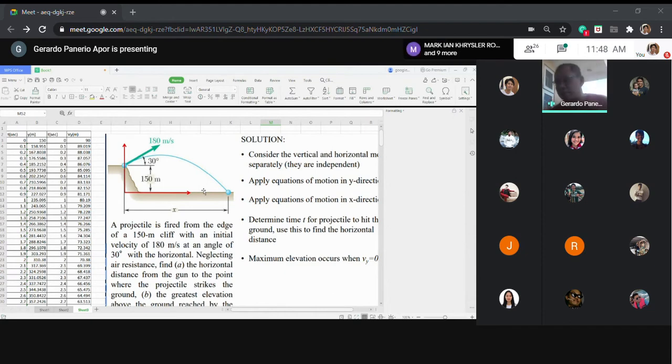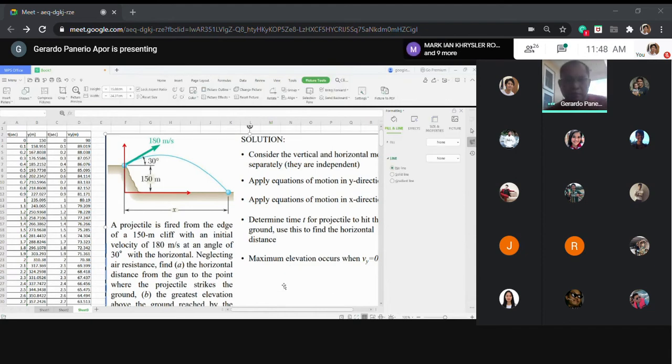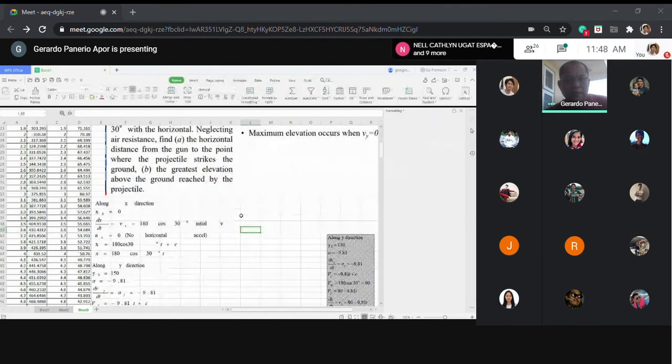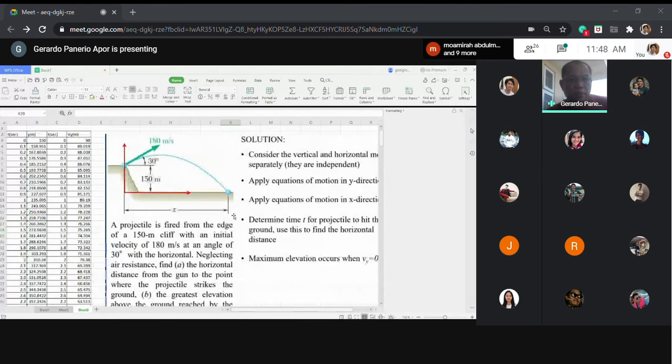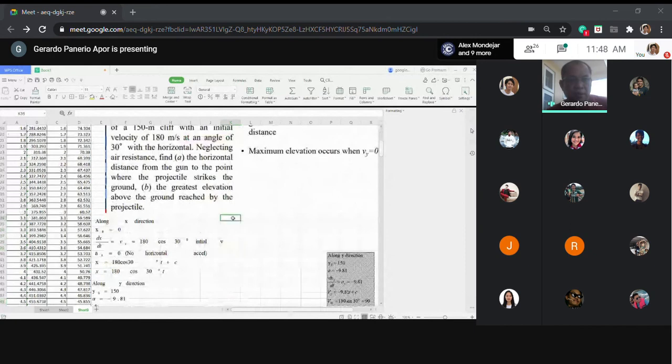Please submit the assignment by the next class meeting. You submit that because it will be credited as your performance. It's not really a quiz, but it has some percentage in your grade. Those who cannot submit will have a zero grade.